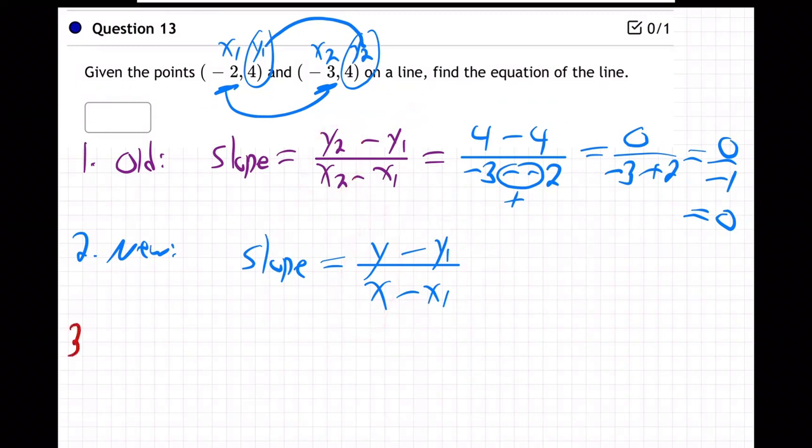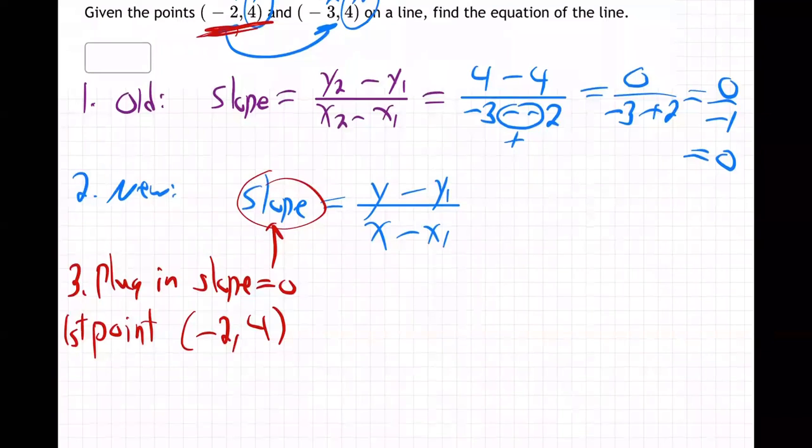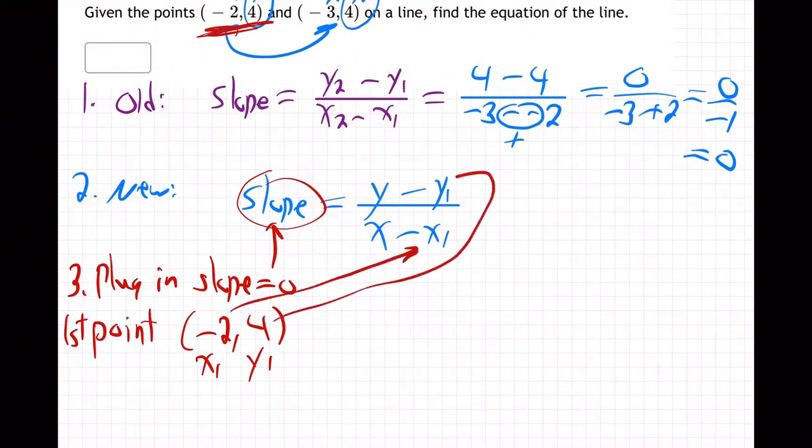So step 3, plug in the slope, which is 0, right there. And the point, which is, let's just do the first point. You do the first or the second, it doesn't really matter. Let's grab the first point. You could do the second. That's x1, y1. So plug in, whoops, wrong place there. This is the x with the x and the y with the y.